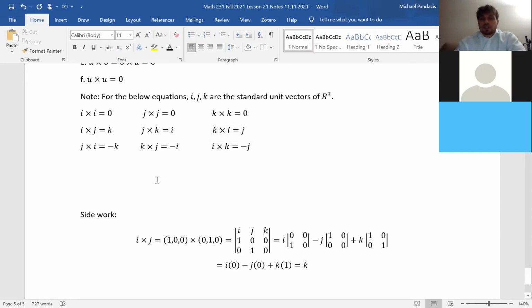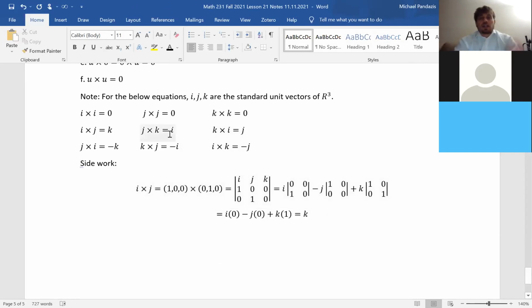Okay, so we have 9 equations taking cross products of 2 of the 3 standard unit vectors of R3. Just like when we took the determinant, we got a simple way to talk about u cross v, even though it's complicated. There's a simple way to remember these 9 equations. I'm going to illustrate that on the whiteboard.